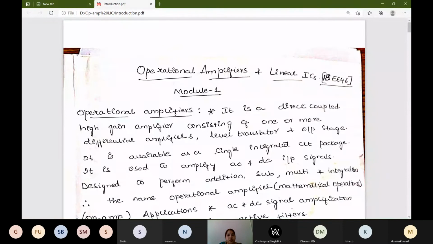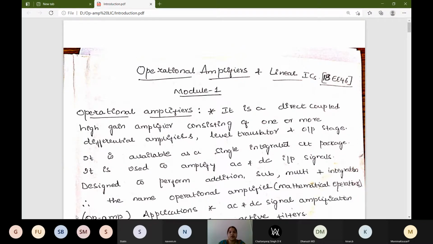So moving on to operational amplifiers and linear ICs. This is the Module 1 topic. Here we'll be studying in detail the operational amplifier. As the name indicates, it is an operational amplifier. What are the operations it is going to do? It will do addition, subtraction, integration and differentiation. All those operations will be done, and it is a direct coupled high gain amplifier.